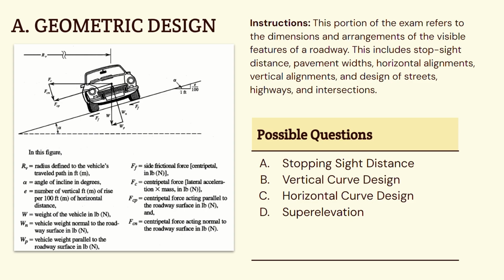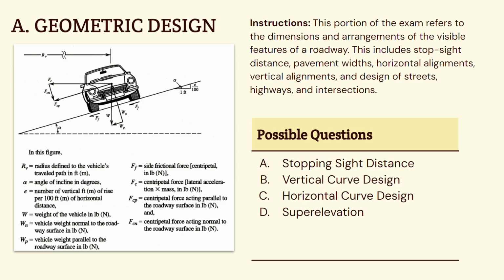The following example will show the geometric design portion of the exam. This portion refers to design dimensions and arrangements of the visible features of a roadway, such as pavement widths, stopping sight distance, horizontal alignments, vertical alignments, and design of streets, highways, and intersections. Possible questions you can see on this portion of the exam are stopping sight distance, vertical curve design, horizontal curve design, and superelevation.